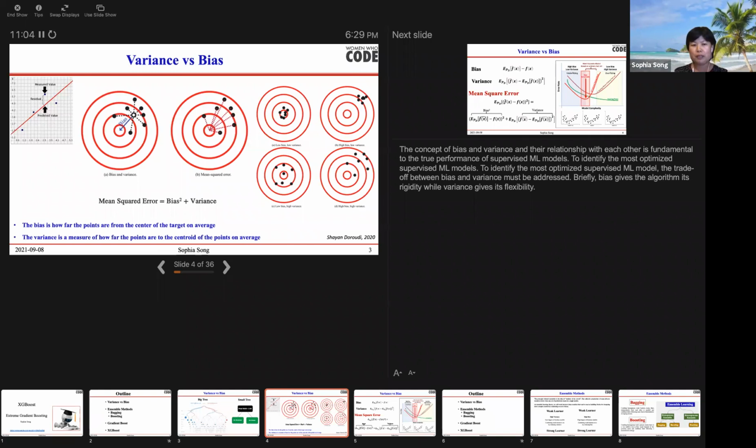So for a machine learning model, we want to reduce both the bias and the variance, to make the squared error small, as small as possible. That's the purpose for the machine learning model.